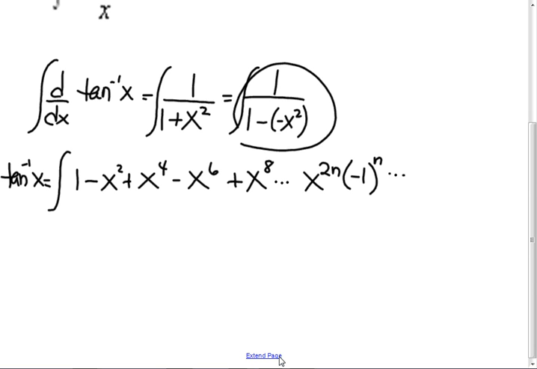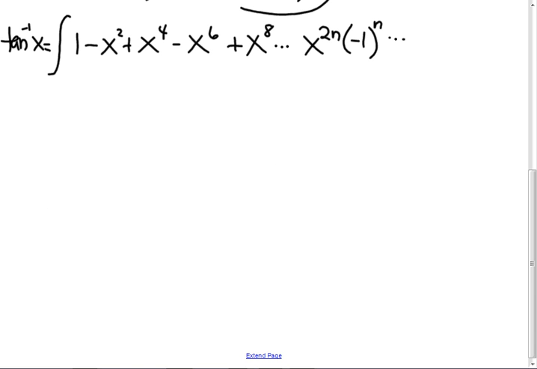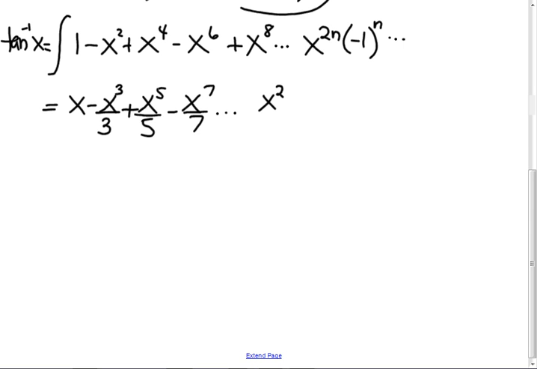No, it's not like that either. Now you have to integrate it. This had better be odd, right? Inverse tangent's odd. So what's the antiderivative? x minus x cubed over 3 plus x to the 5th over 5 minus x to the 7th over 7. So it's x to the 2n plus 1 over 2n plus 1. That's inverse tangent.